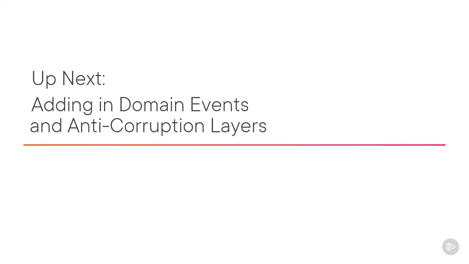In the next module, you'll learn about two more critical pieces of the DDD mind map: domain events and anti-corruption layers, both of which help provide some data pathways between the various parts of your software.